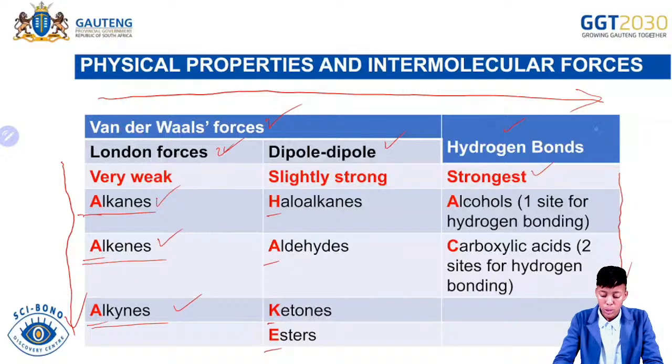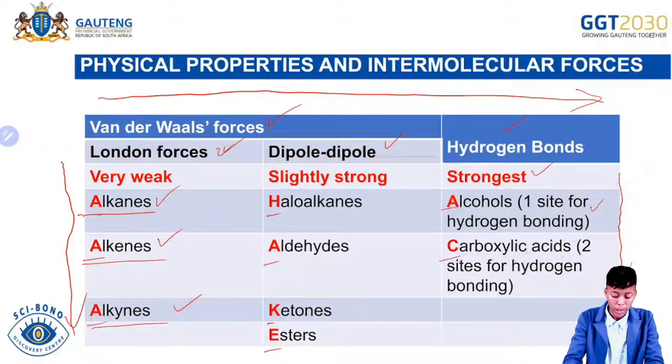And then the last one, under hydrogen bonds, you need to know that we have alcohols, which contain one site for hydrogen bonding, and then we have carboxylic acids, which contain two sites for hydrogen bonding. And then how can you remember it? You can use your AC.